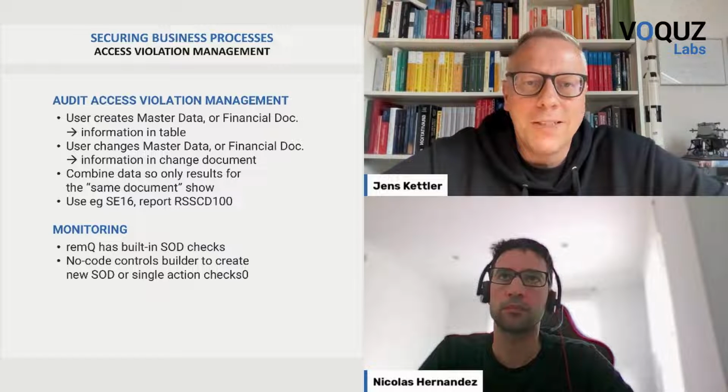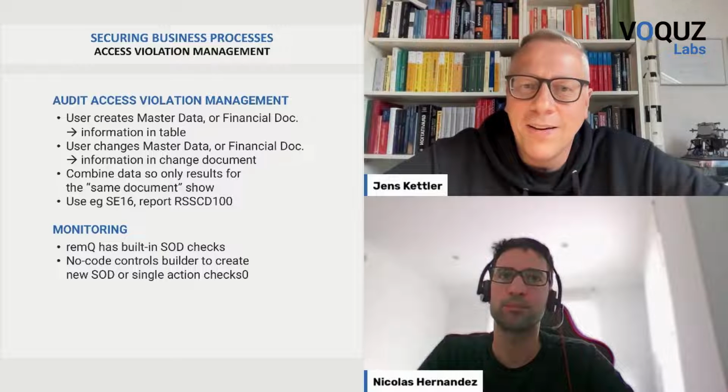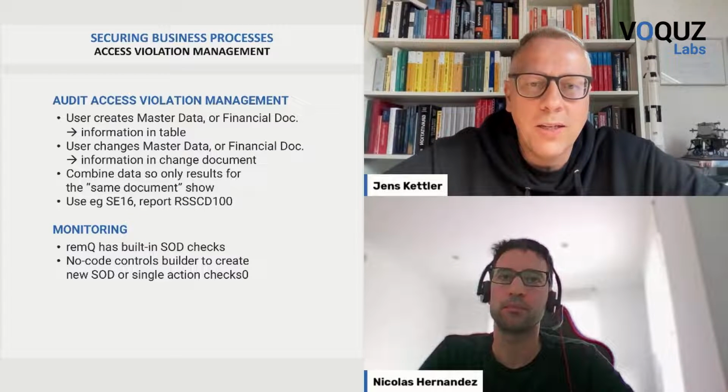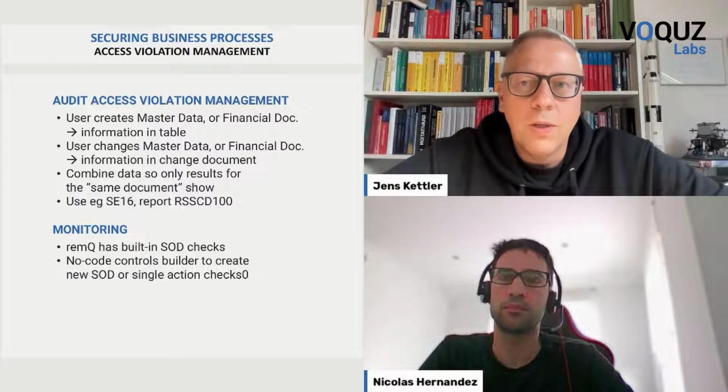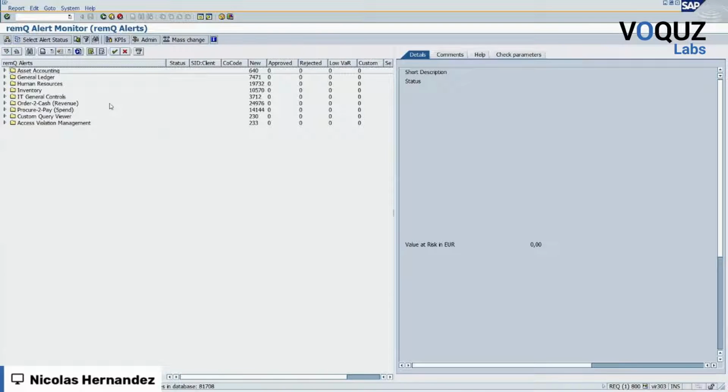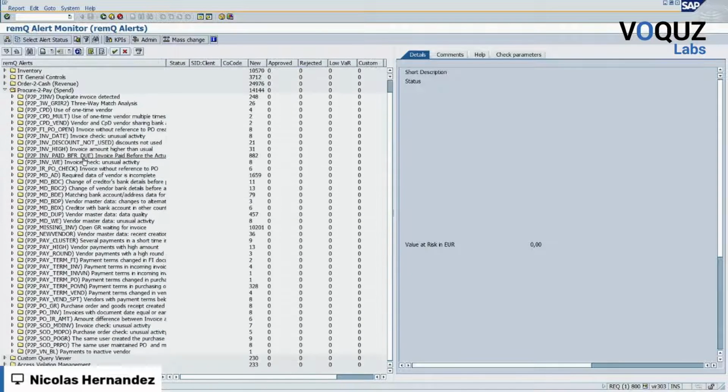So having said that, Nicolas, maybe you can share some insights. How do our standard controls look like, and how can a user actually quite easily create a new SOD check in our system? Yes, we are here on the REMQ alert monitor. Here we have different built-in checks which we already deploy with the tool. And in particular, I would like to show one that is related to the vendors and invoices. It's one that you mentioned here, Jens, also in the presentation.